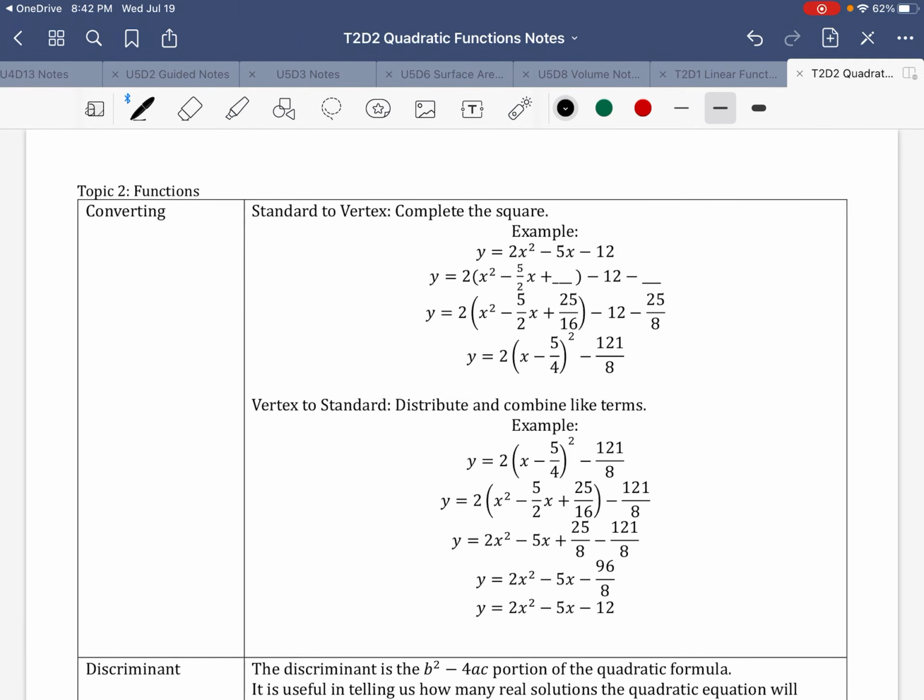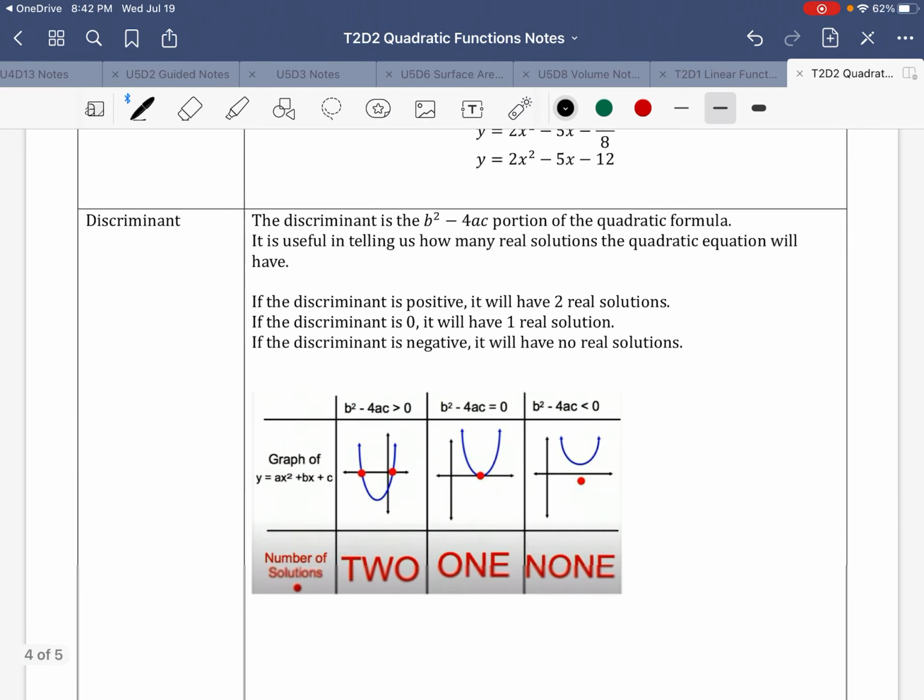All right, if you have to go from vertex to standard form, we need to distribute and combine like terms. So we're going to take the part that is squared. You can use a box method, you can FOIL, multiply that out, and then multiply the 2. So we're doing the opposite of factoring. We're distributing that 2, combining our like terms, and then we get it into standard form.